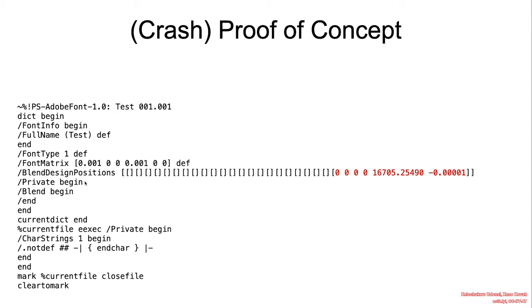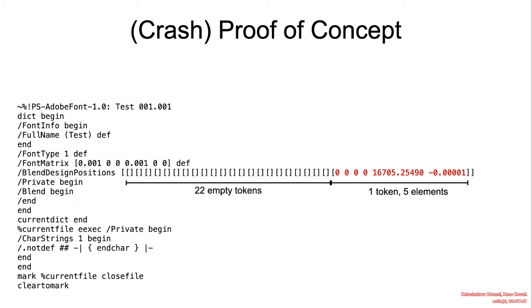We can see that illustrated in the proof of concept. No data points written for the first 22 elements. And then one data point written with 5 elements.